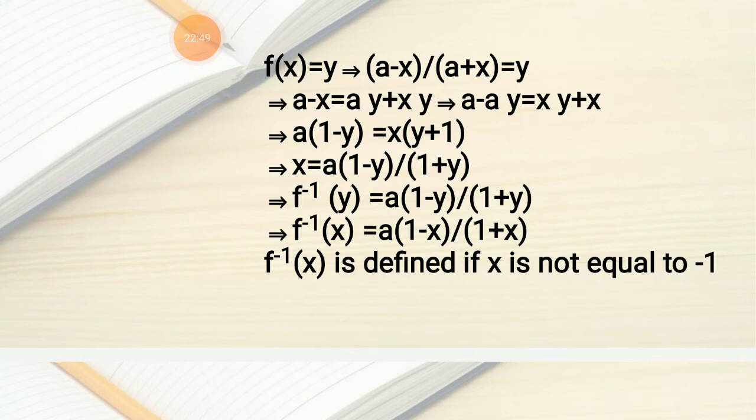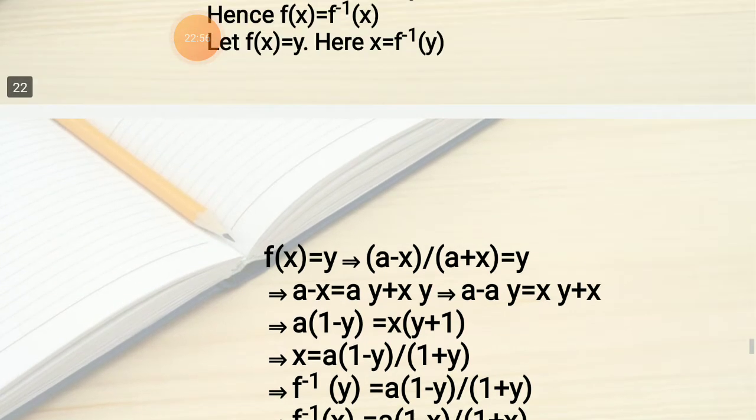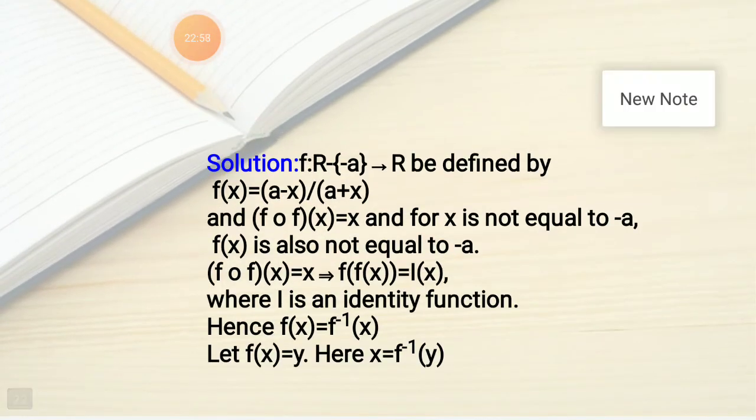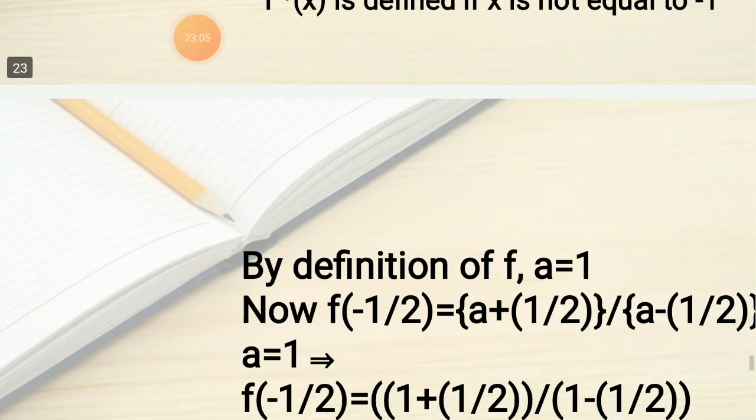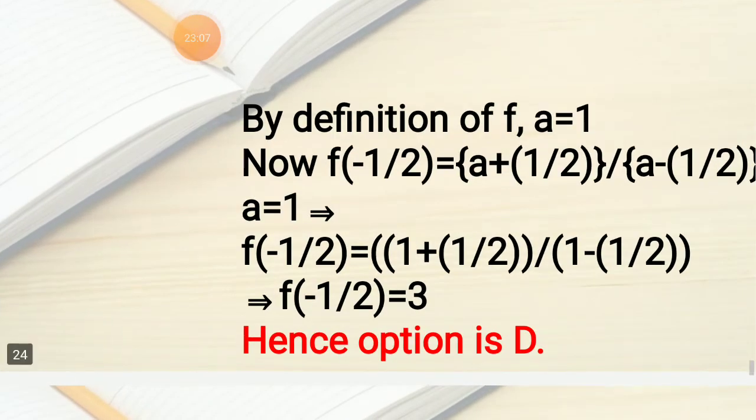So f is a bijection whenever x is not equal to minus 1. So minus 1 should be removed from the domain of the function. Here minus a is removed, so minus 1 should be removed. So a must be 1. So by the definition of f, a must be 1.